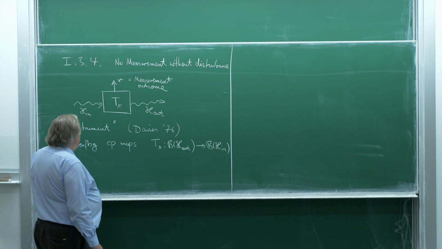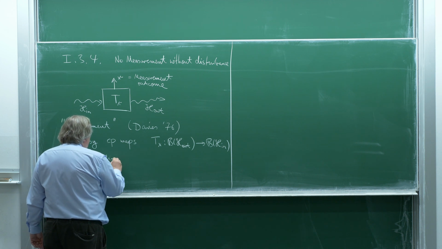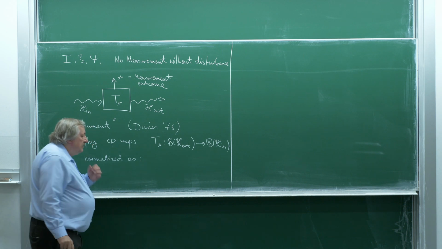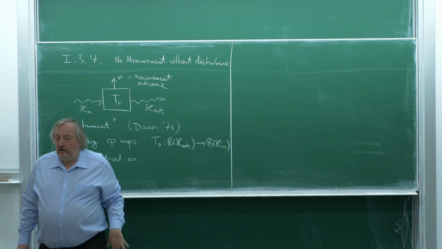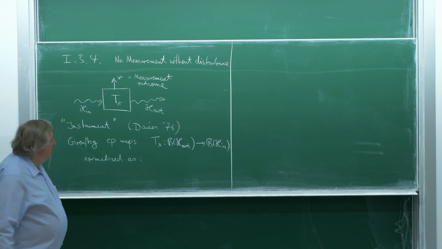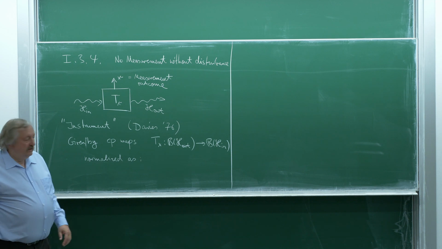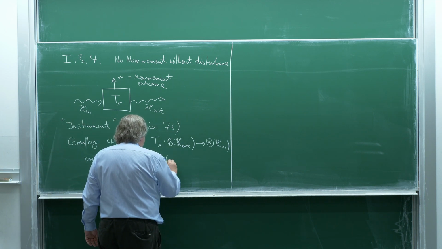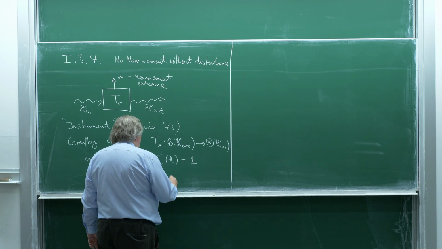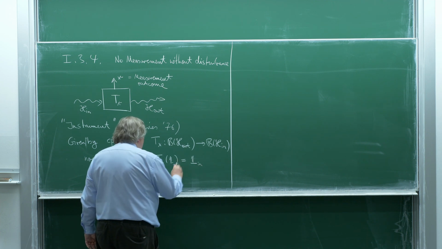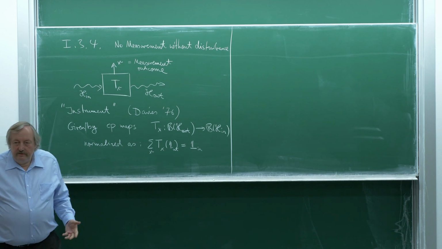And so what should the normalization be? Well, if we don't distinguish what the measurement outcome was, then we just sum over x. And if we're not interested in the state after the measurement, we would trace that out, just forget it, and that would be putting in the identity. So this is the normalization condition. So this would be on the input space, this would be on the output space. Okay, so this is an instrument.